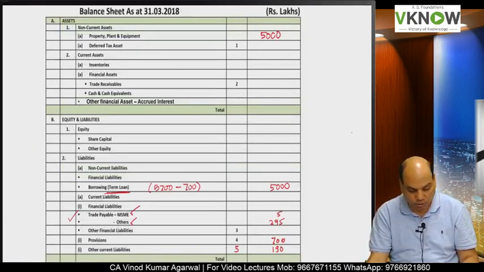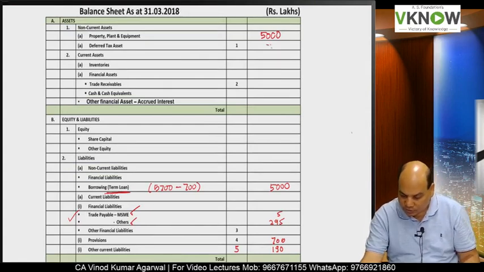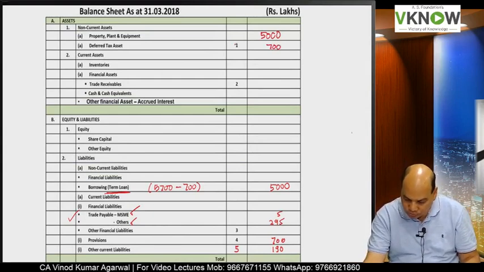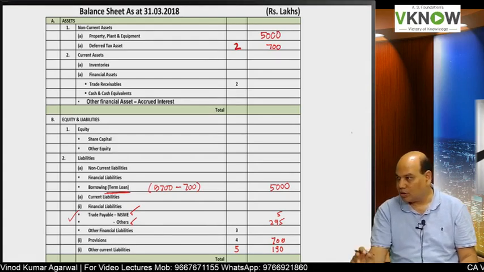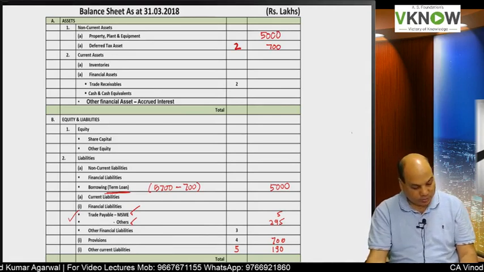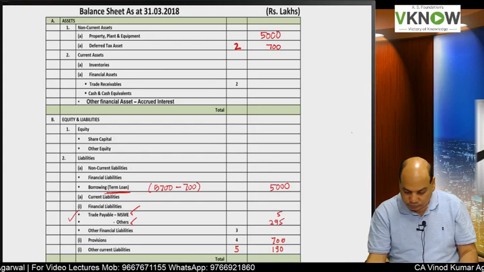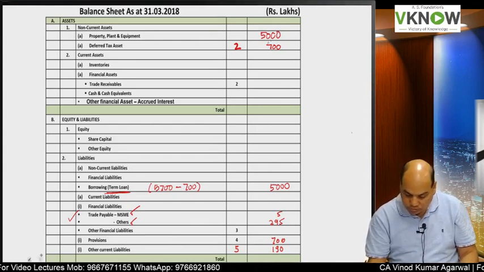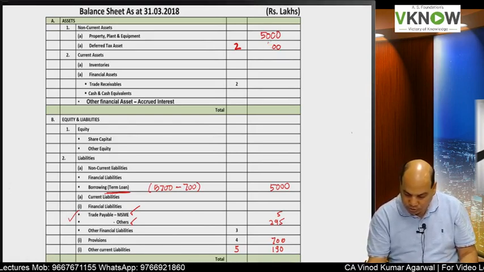Back to balance sheet. Second line from the top. Balance sheet, asset side, deferred tax asset 700. And what was the note number? 2. So just correct it here. If it is written 1, make it 2. Match the note number, okay? Maybe I have just copied pasted the same format. 300. Wait, I'll rectify. It should be 300.